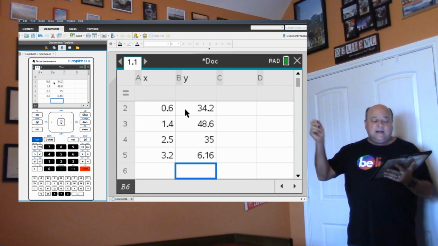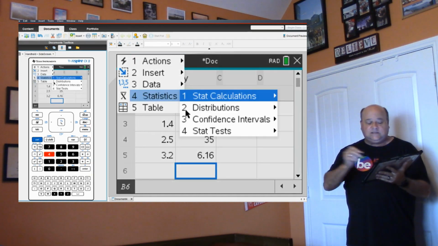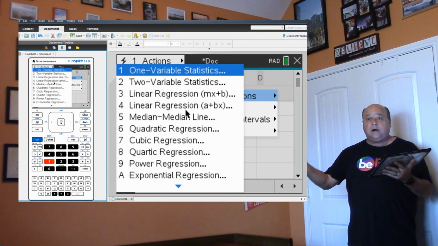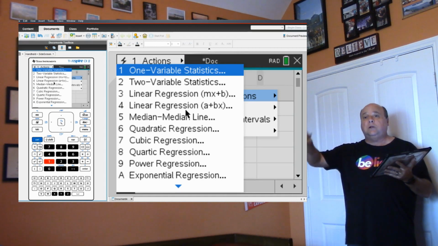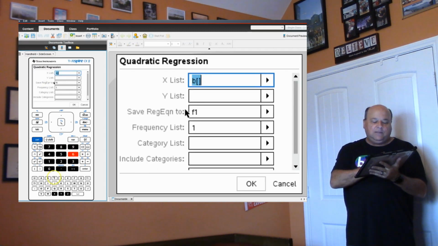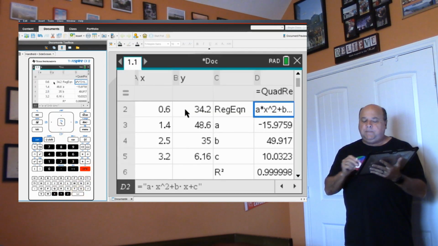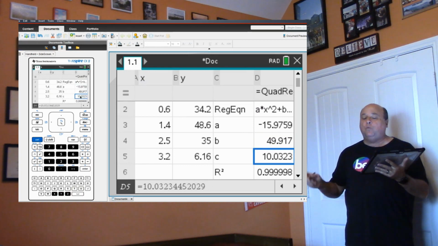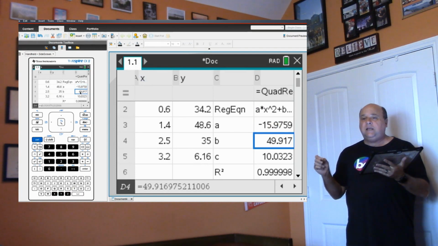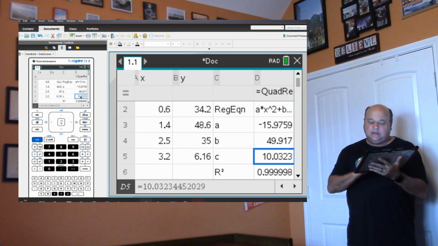Okay, now I'm going to hit menu, this is where we're going to do statistics again, which is 4. We're going to run a stat calculation, but we're not going to choose 3, linear regression. We're going to choose 6, quadratic regression. And it's going to give us the ax squared plus bx plus c. It's going to give us the a, the b, and the c. So I'm going to type in 6, and then x down, y down, and enter. And bam, I have my a, my b, and my c. And we're going to round these off. So my A is going to be negative 16, my B is going to be 50, and my C is going to be 10.